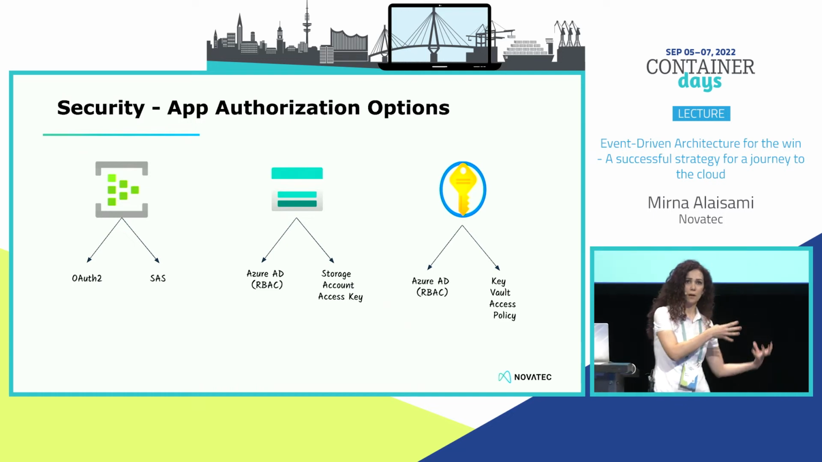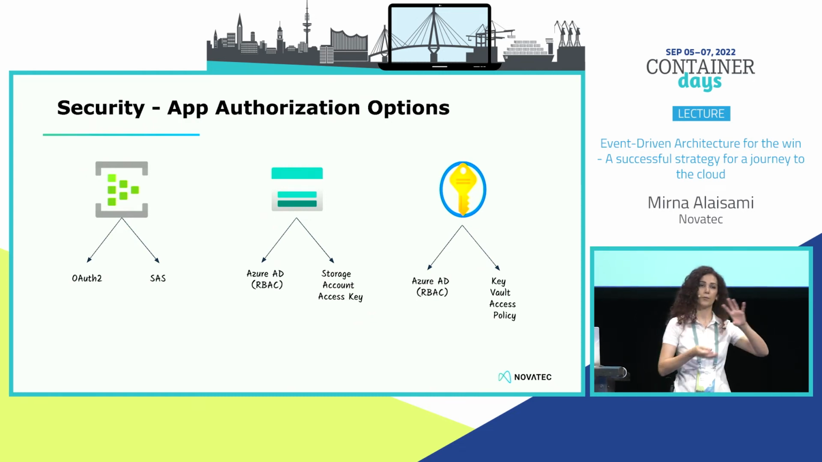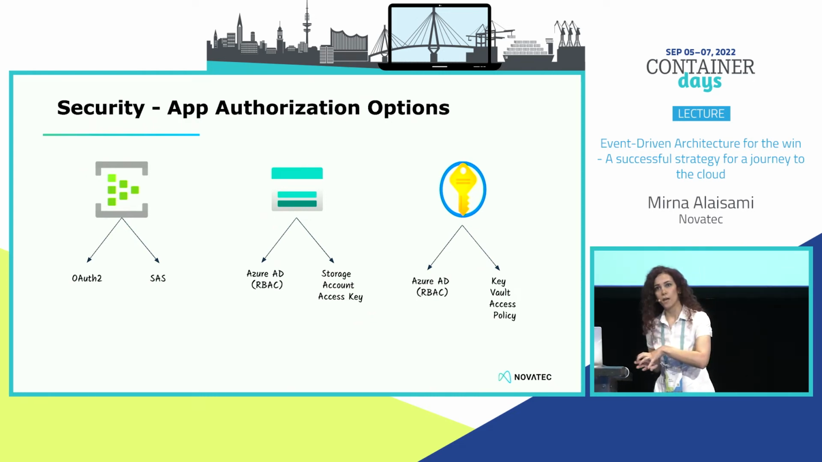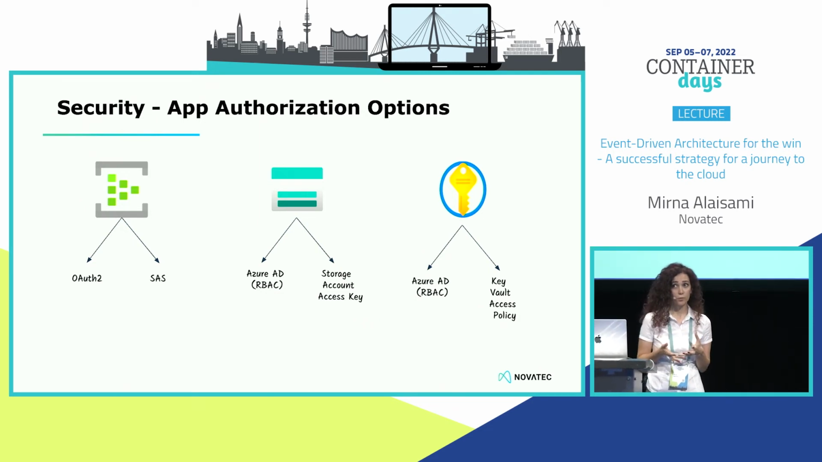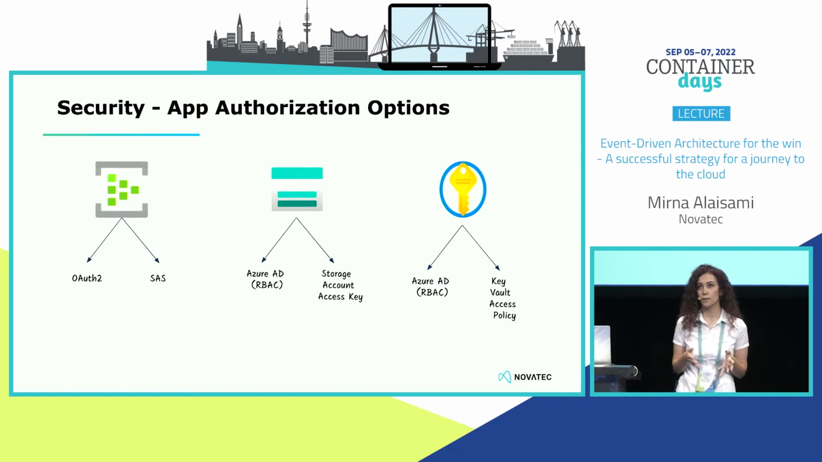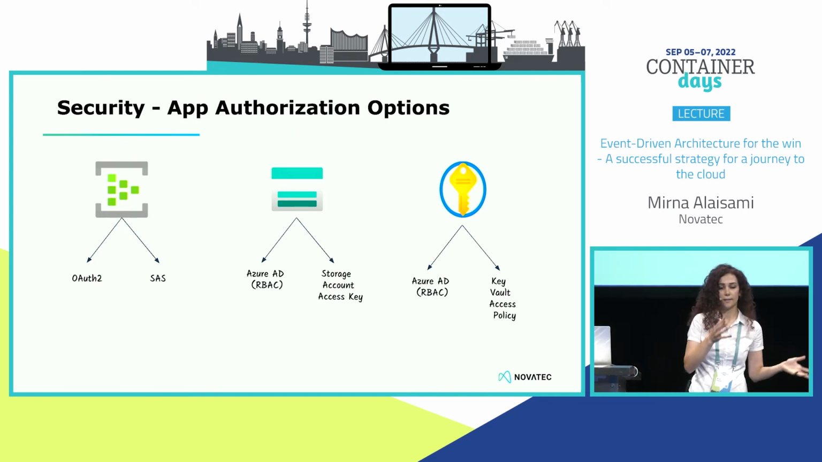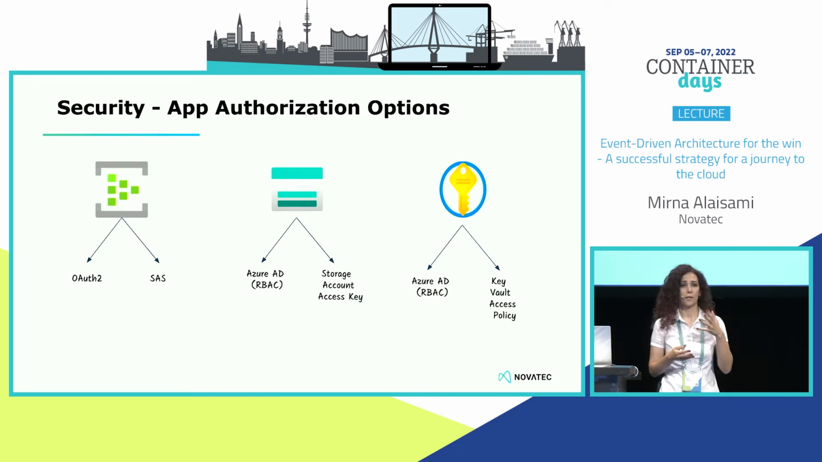Now, after authenticating our application and our users against Azure Active Directory and then authorizing our users to use the application, it was the time to authorize our application to use other Azure resources. And here we had different options to do so. For example, for Azure Event Hub, it was either OAuth2 or the shared access signature. In the case of Azure Blob Storage, it was either Azure AD with role-based access control or a storage account access key. In the case of Azure Key Vault, it was either Azure AD or Key Vault access policy.